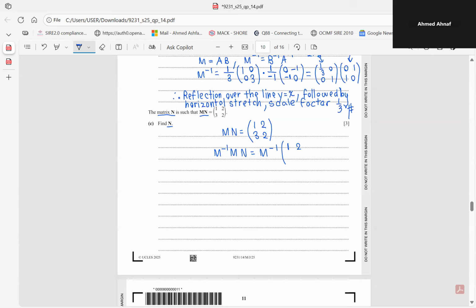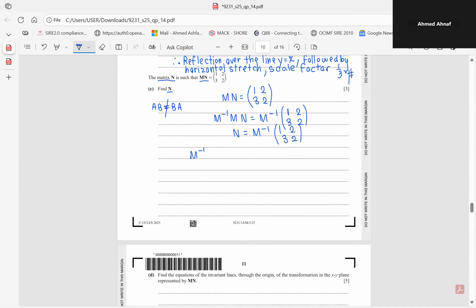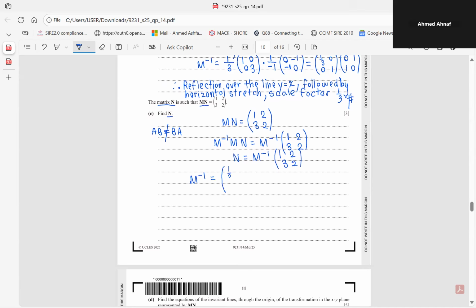You have to be consistent because matrix multiplication is non-commutative. So AB isn't equal to BA. So be mindful of that. And M inverse times M just gives you the identity matrix. And any matrix multiplied by the identity matrix, or the other way around, will just give you the matrix. So N is equal to M inverse times 1, 2, 3, 2. Okay, now let's evaluate M inverse. We found it in terms of the products in here. So now we're going to evaluate this.